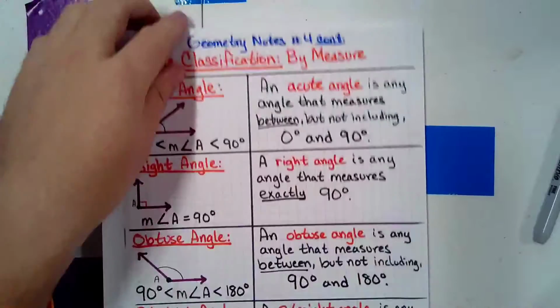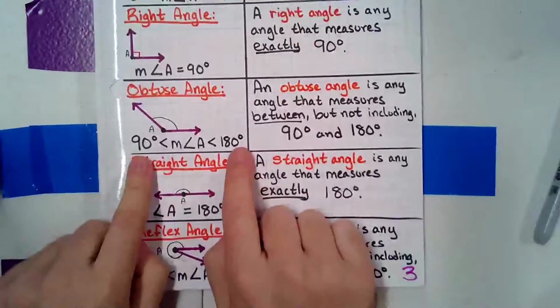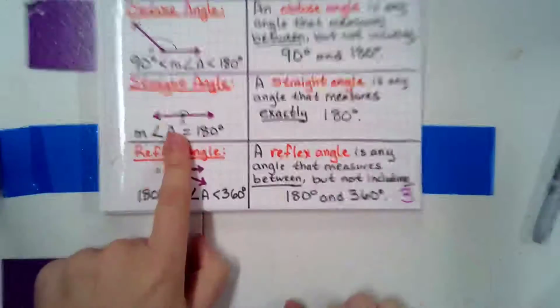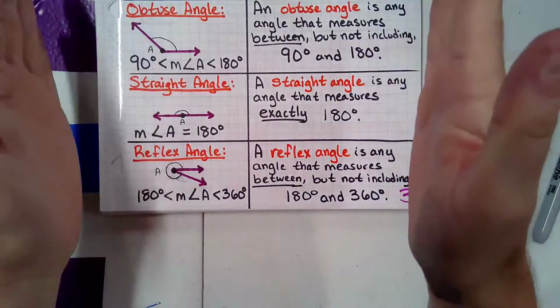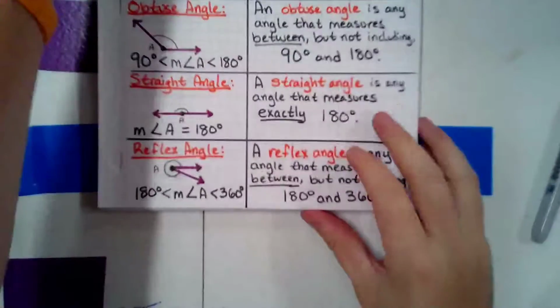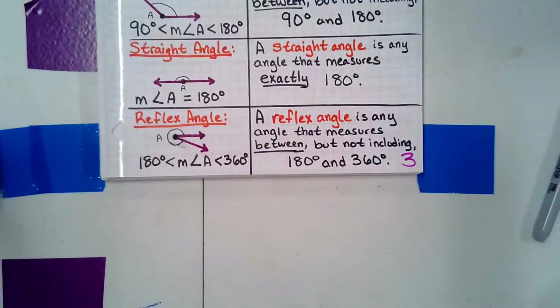So again, we have between 0 and 90, acute, exactly 90, right. Between 90 and 180, obtuse, exactly 180, straight. Do you see the pattern here? We have a range of things, and then we have the exact thing. A range between 0 and 90, exactly 90. A range between 90 and 180, exactly 180. What do you think is coming next?